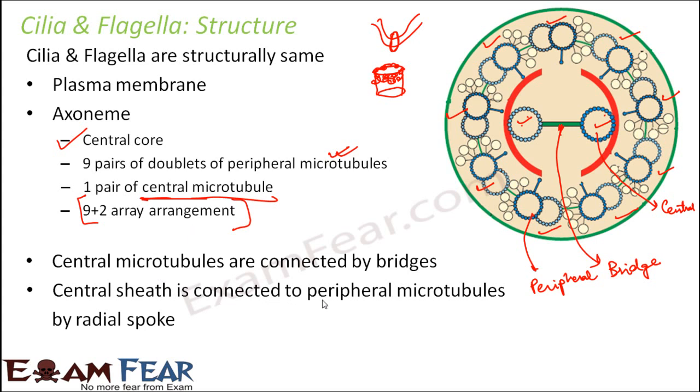The central sheath is connected to peripheral microtubules by radial spokes. If you see, the central microtubules are covered by a central sheath. This red colored structure which is shown here, that is the central sheath. And how is this central sheath connected to the peripheral microtubules? With the help of these radial spokes. There are so many radial spokes. For each pair of microtubules, you have a radial spoke which connects it to the central sheath.